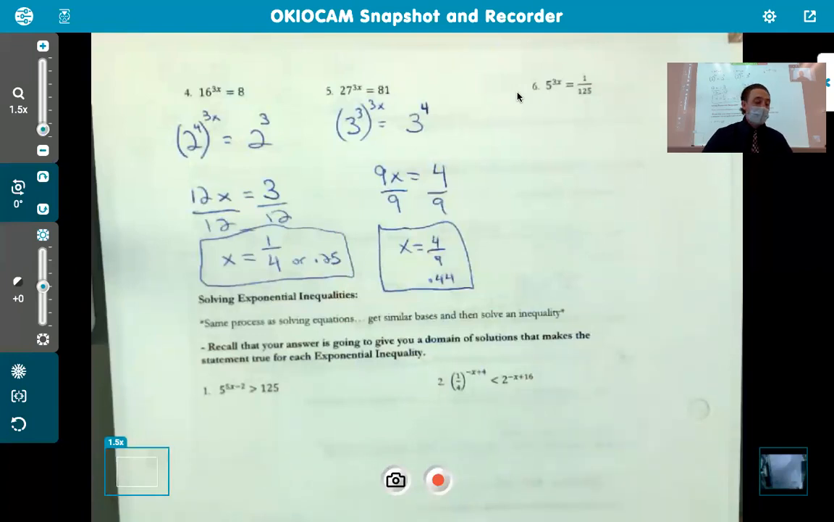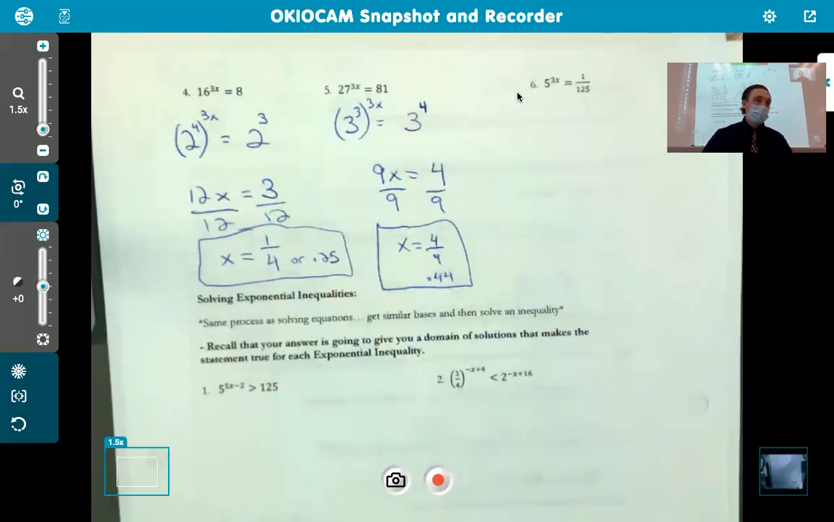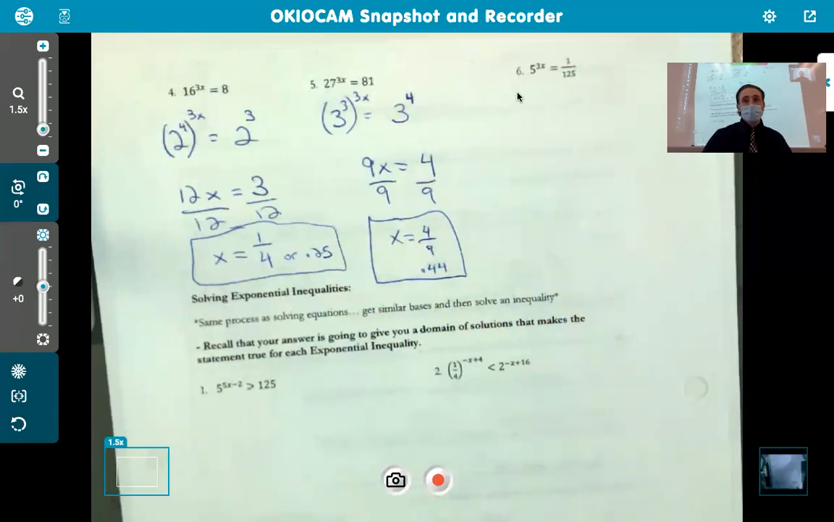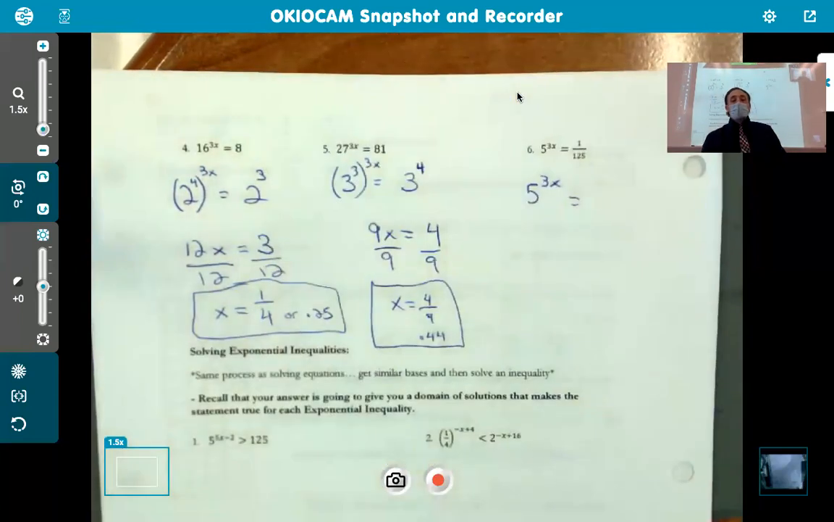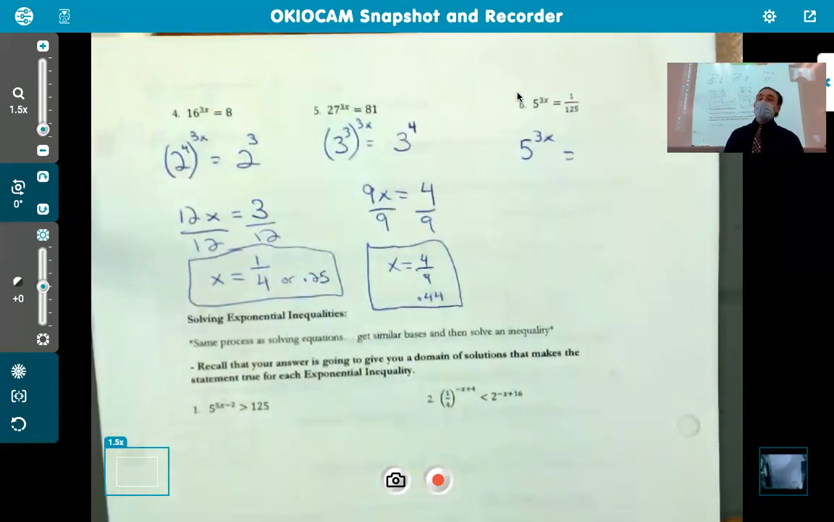All right. Last one. I have 5 to the 3x is equal to 1 over 125. Whenever we see a fraction, all right? Because my left side is going to stay the same. So I have 5 to the 3x, right? Which means what should be my base on the other side? Should also be what? 5. Well, when we see a fraction, that automatically should trigger that we have what kind of number as an exponent, positive or negative? Negative. Nice job.